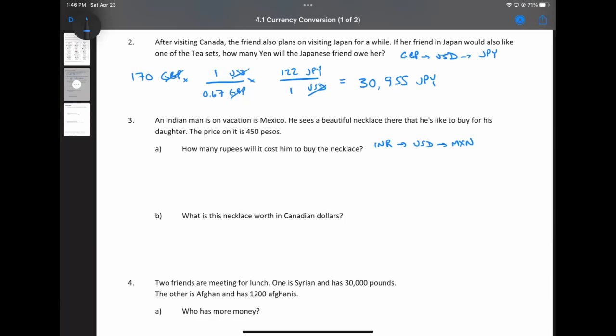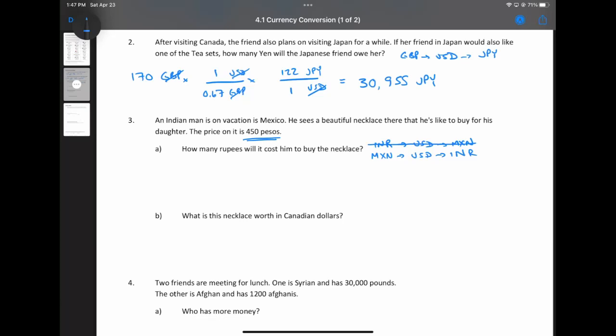Oh, now we got to be careful here. I made a mistake that actually most students made, so at least I'll point it out so that we don't make it again. Looking at this more carefully, we know how many pesos it is. We want to know how much it's going to cost him in rupees. So we actually want to do this the other way around. We want it to go from Mexican to US to Indian rupees. So we want to make sure that our order is correct.